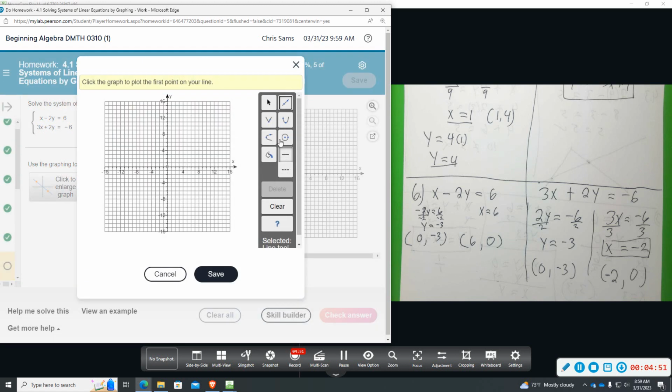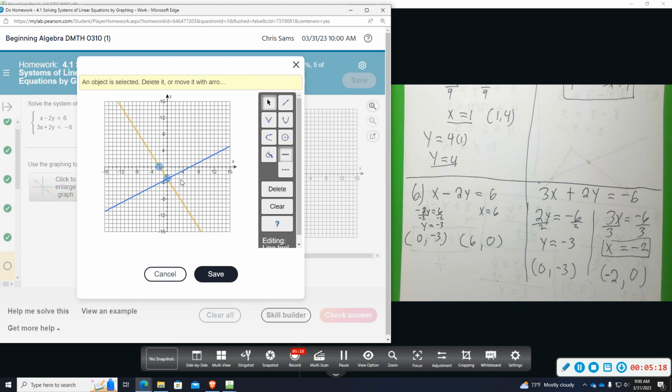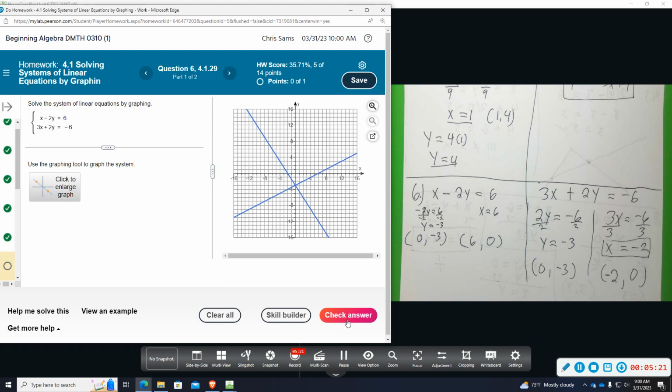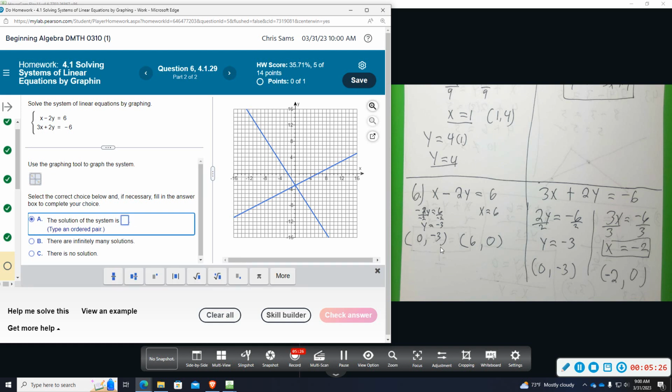Click the line tool. I'm going to plot the point 0, -3. And be careful, you can look up in the top corner, it shows you where you are just in case. So 0, negative 3, and then 6, 0. All right, another line, we're going to do 0, negative 3 again. And then the other point is negative 2, 0. Check the graph. All right, and then the solution was the ordered pair 0, negative 3, which we can also see there on the graph.